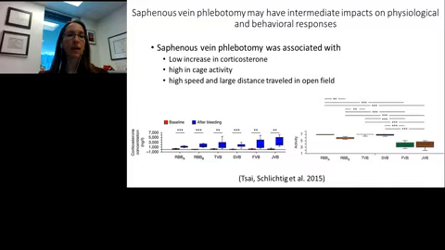Similarly, they showed that the saphenous vein phlebotomy also seemed to have a rather intermediate impact on these metrics that they measured. So the saphenous vein phlebotomy group had a pretty low increase in corticosterone, as you can see, it's the fourth group here on the left. But the saphenous vein group had a high in-cage activity, which suggests minimal impact, and a high speed and large distance traveled in the open field.